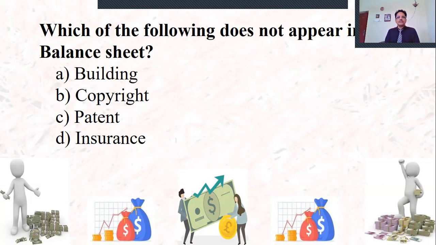Now here you see which does not appear in the balance sheet. Building is an asset, a fixed asset. Copyright is an intangible asset. And patent is also an intangible asset. And insurance is an expense. So insurance is an item which belongs to the income statement. It does not belong to the balance sheet. So the correct answer is insurance. Insurance is just an indirect expense.